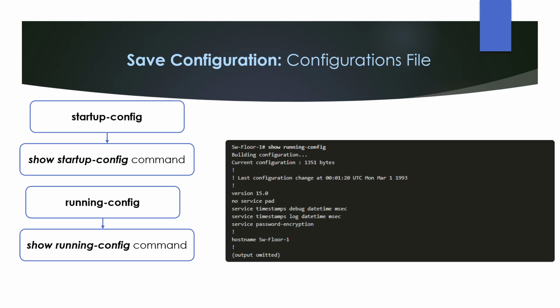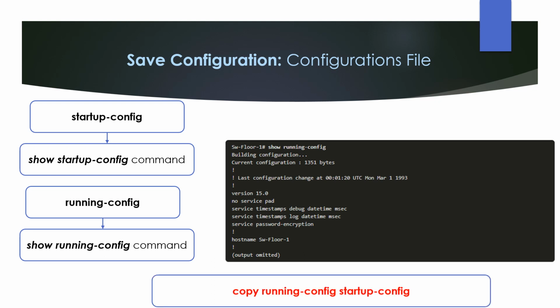And if the power to the device is lost, or if the device is restarted, all configuration changes will be lost unless they have been saved. So to save changes made to the running configuration, you have to save them to the startup configuration file. To do that, you use the copy running-config startup-config privileged access mode command.